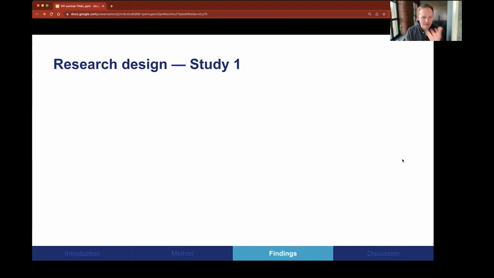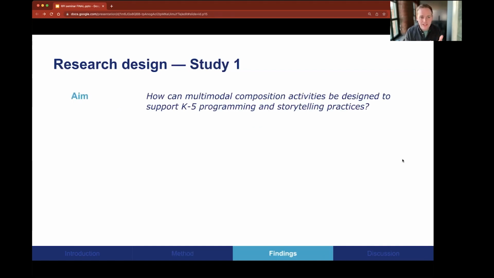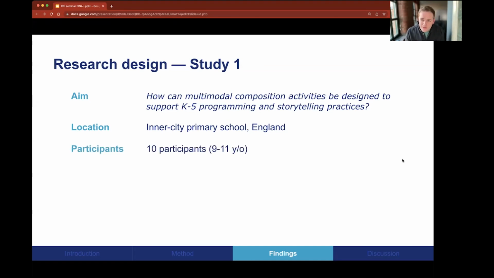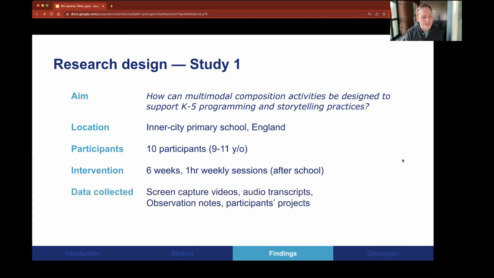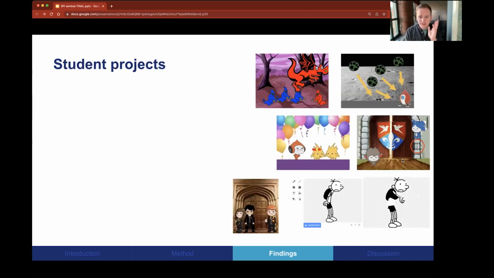For the first study I'm going to talk about today, we were really interested in how these activities could be designed to support integrated programming and storytelling practices. It took place in a primary school here in Nottingham, England. There were 10 participants. It was quite a small group, but it was quite a lot of data, so in order to get through screen recordings and things like that, it was necessary to keep it small. The intervention took place over 6 weeks, 1 hour a week, in an after-school setting, and that's quite important. We collected screen capture videos, audio transcripts, observation notes, participant projects, etc.